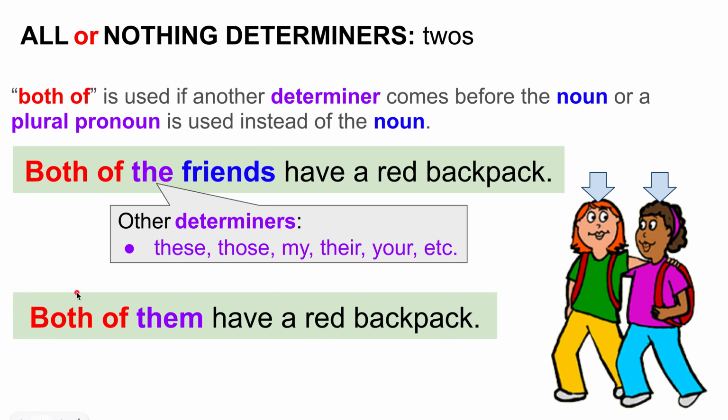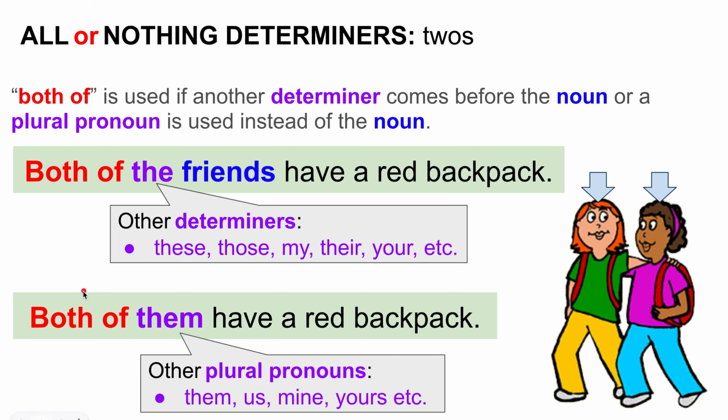Moving forward, I can replace the friends with them. If I have them, it's a plural pronoun. In that case, I have to use both of them have a red backpack. Other examples of plural pronouns are them, us, mine, yours.